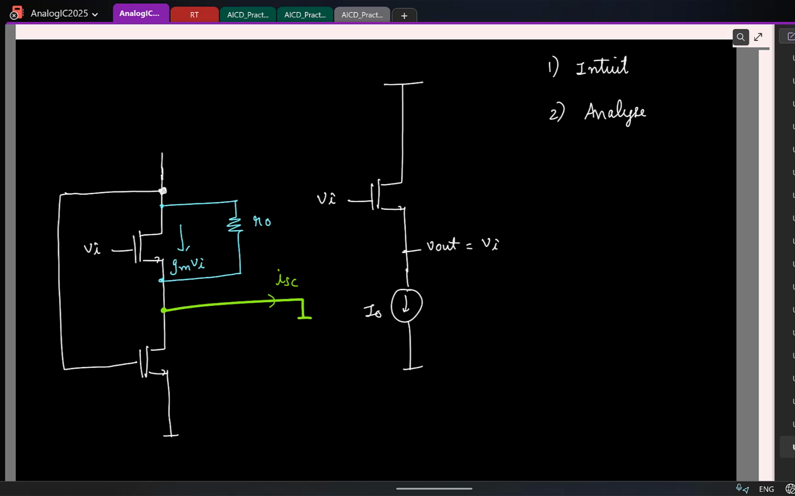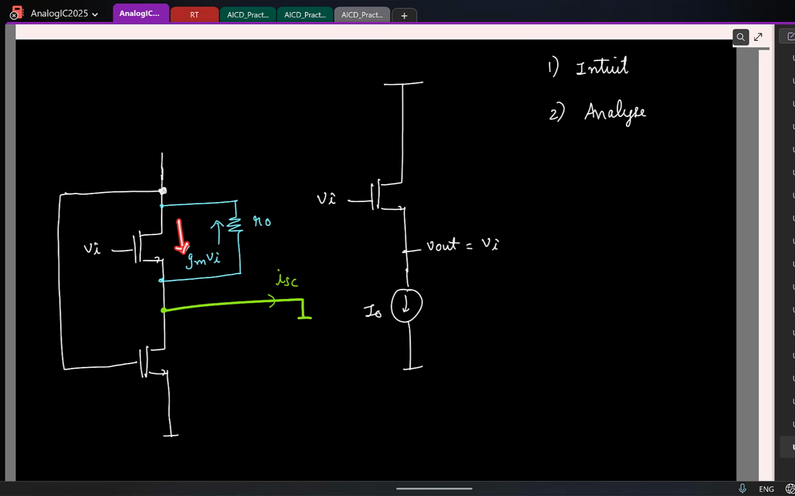Now what can you say about the current flowing here? That's a gate. No current flows. So which means what can you say about this current and this current? They should be the same. So which means the current flowing up, what is the value? That is also gm Vi. Okay. Oops. Okay. This is also gm Vi.